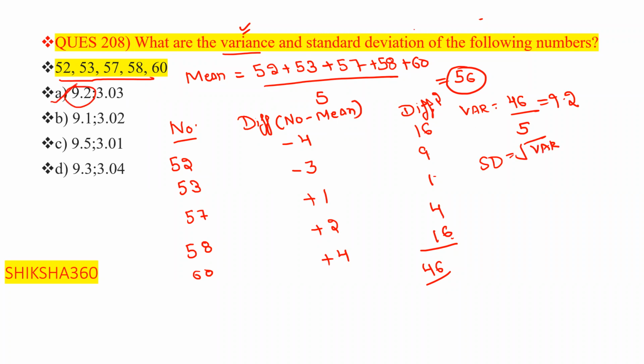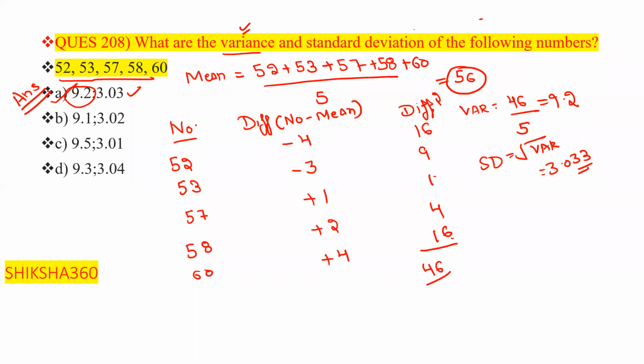But if we have to calculate the standard deviation also, just take the square root of 9.2, which we will get as 3.033. Clear? 3.033. So this one is our answer. Option number A is our answer. So you have to directly start the question, see what they are giving, and try to solve that question on the basis of that.